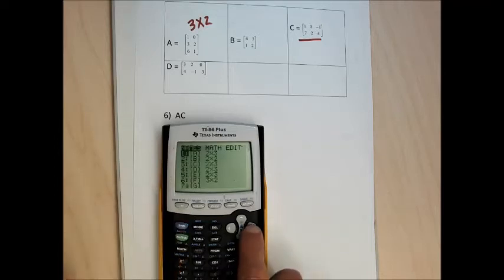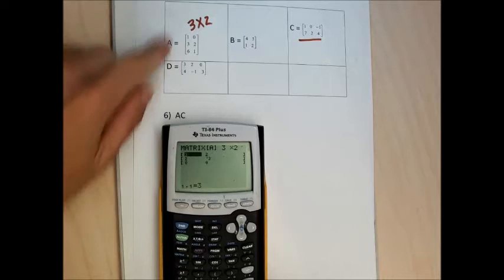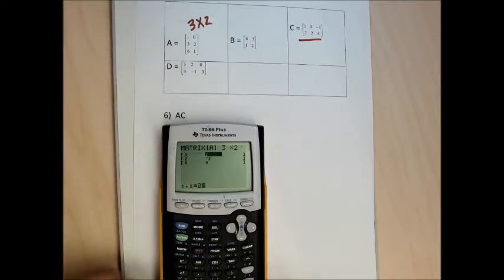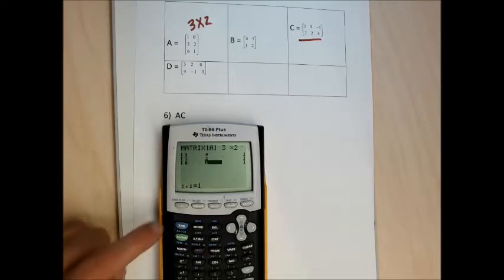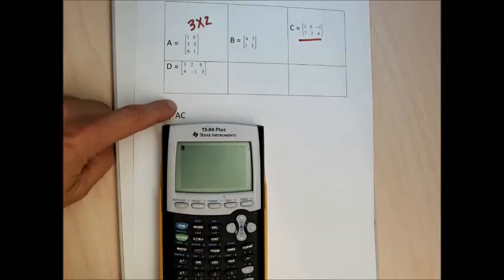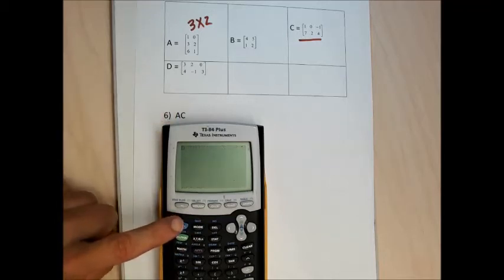Enter A, so second matrix, edit. This is a 3 by 2 matrix for A. I'm going to go 1, enter, 0, enter, 3, enter, 2, enter, 6, enter, 1, enter. Feel good about how I have A in. Second, quit. Now to do AC on my calculator, it's just the names, it's not the RREF.